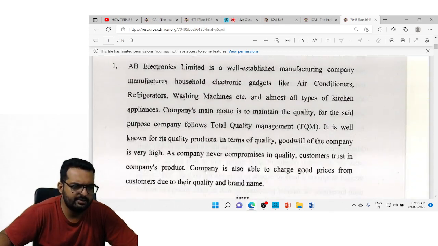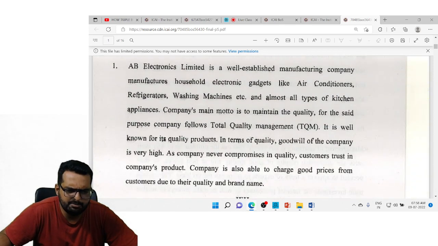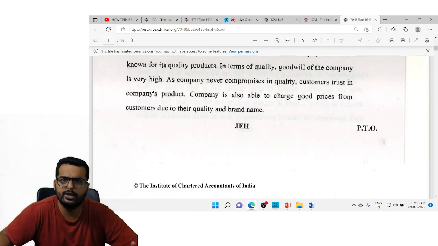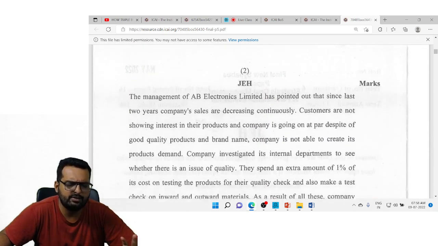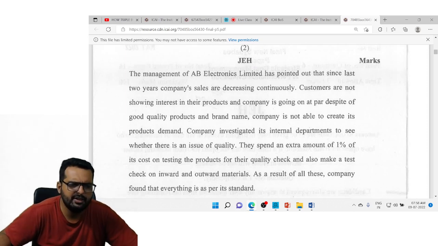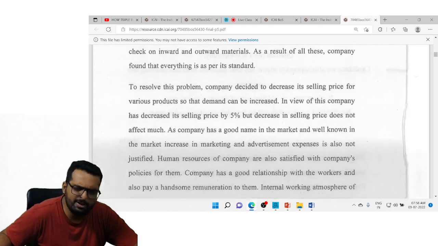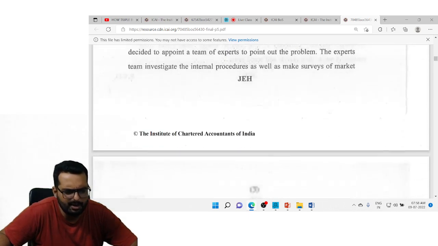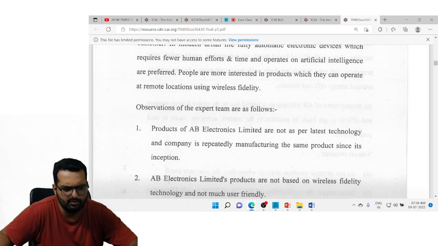Alright, now look at this case study. AB Electronics, well established, air conditioner, TQM, and so on. So the moment you read this, what are you supposed to do? Write down the facts of the case. Management of AB has pointed out last year sales is decreasing, customer not showing interest. To resolve this problem, they have decided to decrease the selling price, but decreasing does not affect much, company has a good name, and so on. All the facts you write down.